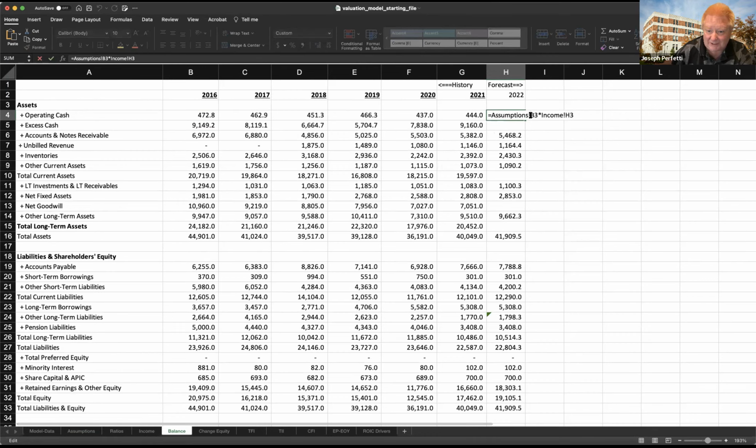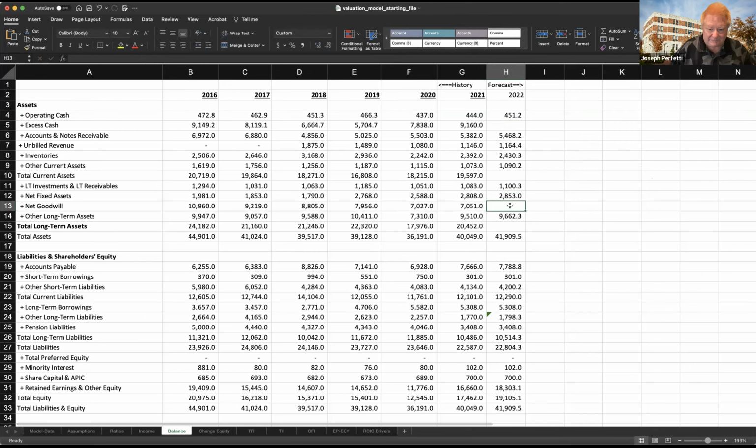I need you to take B3 and put a $ in front of the B and a $ in front of the 3. That's going to tell Excel to make assumptions B3, which is operating cash as a percentage of revenue, an absolute reference. So that when we copy and paste this, it will always refer to cell B3. Because if I copy and paste it and it goes C3, D3, E3, there is no C3, D3, E3 on the assumptions tab. So we've got to make it an absolute reference to cell B3, $B, $3.